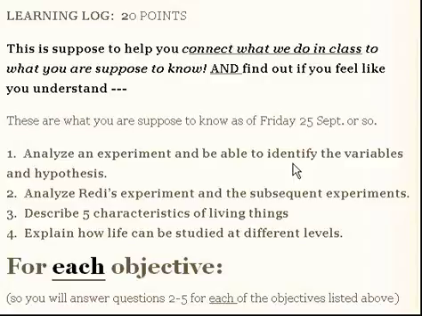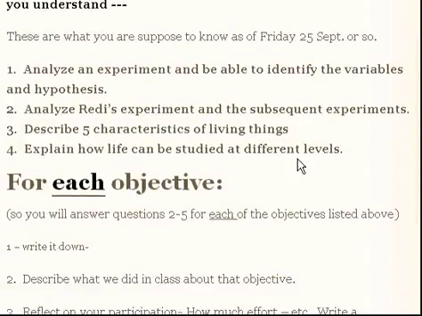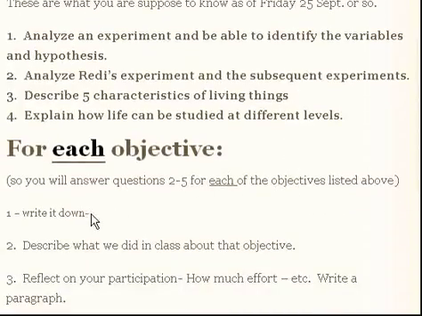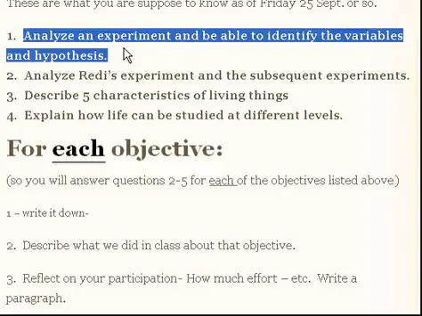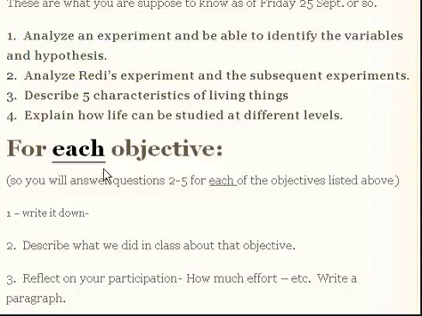Okay. In class we did several things. We used the textbook, we answered some questions, we did a computer simulation that we did in class. So there are 3 things that we did in class. If I scroll down, the directions are to write the objective down for each one of these. There's 4 above, and I'm going to do this first one with you. So I would write down the words analyze an experiment and be able to identify the variables. That would be writing it down.